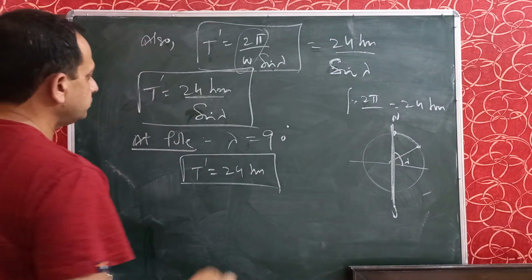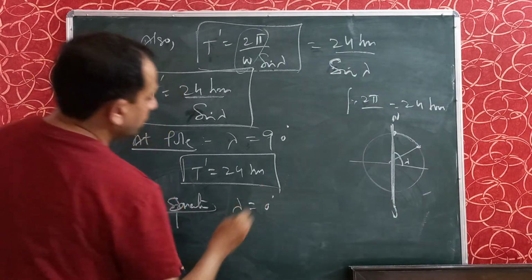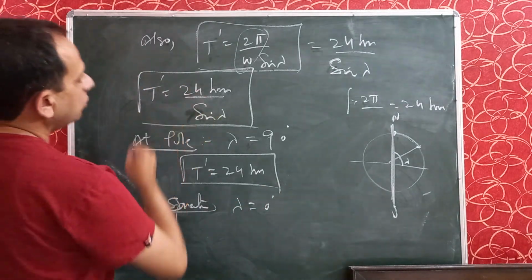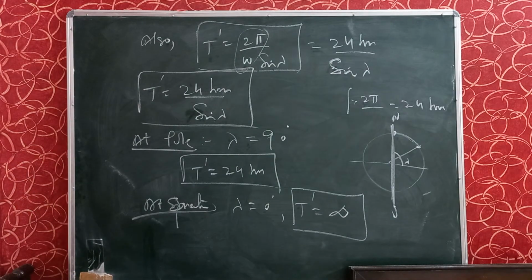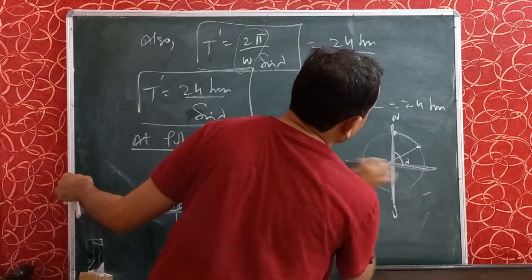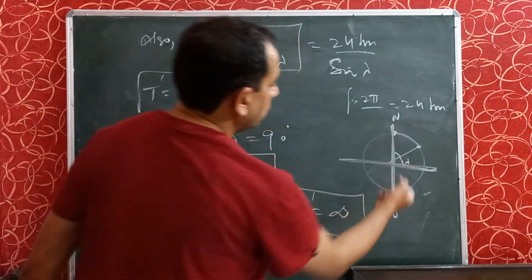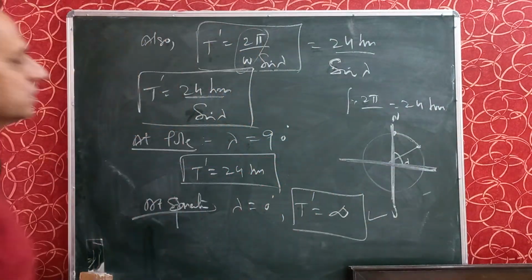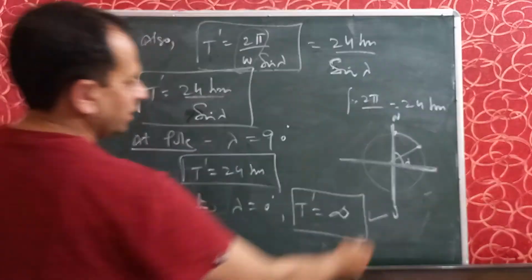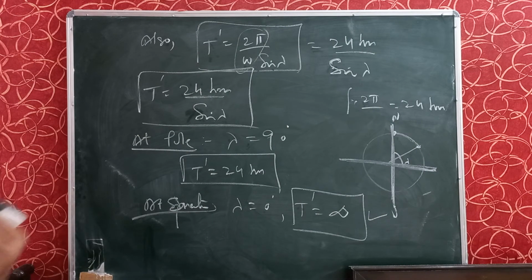And in the second case, at the equator, lambda is equal to 0 degrees. So sin 0 is 0, and 24 upon 0 is infinity. So this implies t dash becomes infinity. Infinity means very large time, infinite time. It means the time period would be infinite, so it is not possible. So this result shows that the Earth rotates about its own axis only around this polar axis. It cannot rotate about its equator because the time period becomes infinity. So this is the result for time period.